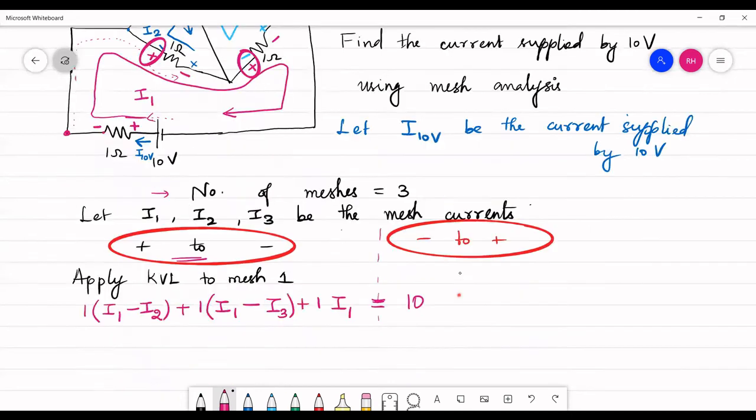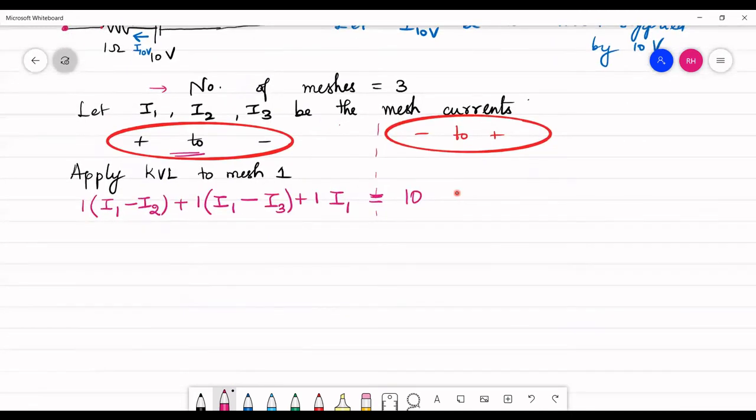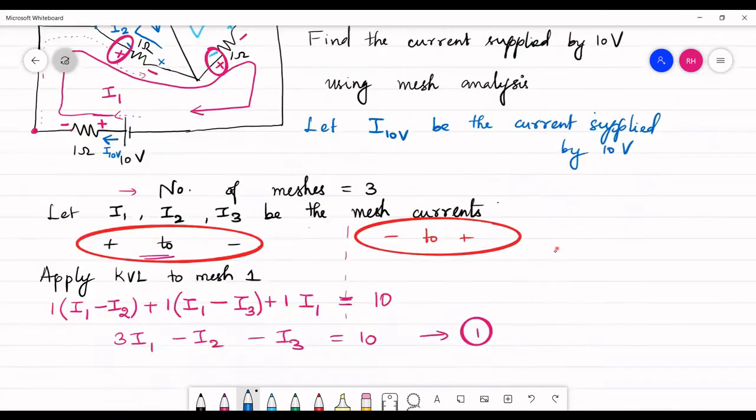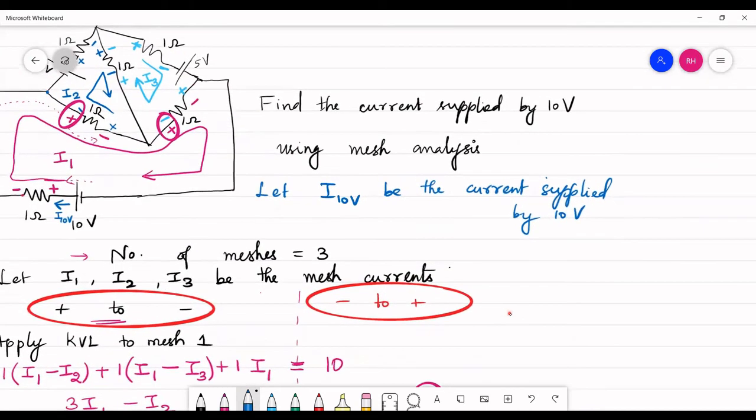Okay, so you have one equation. Now simplifying this equation, you'll have equation number 1. Let me quickly simplify. It is going to be 3I1 minus I2 minus I3 is equal to 10. So this is equation number 1. Similarly, we could write equation number 2. Let me write equation 2 here.